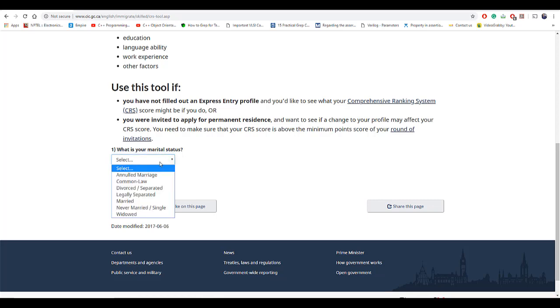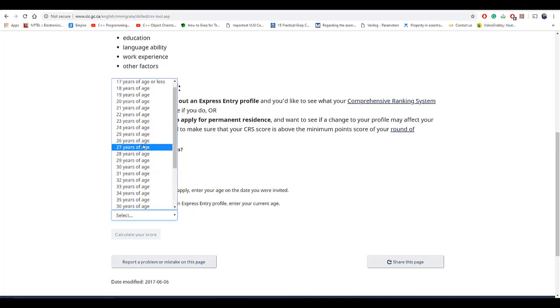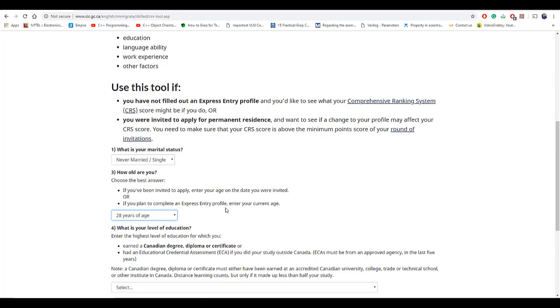What is your marital status? Choose the one which you belong to. I'll say I am an individual. For here, I'll say never married. How old are you? Choose the best answer. If you have been invited to apply, enter your age on the date you were invited. Or if you plan to complete an Express Entry profile, enter your current age.